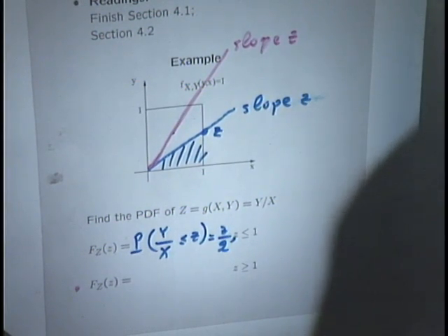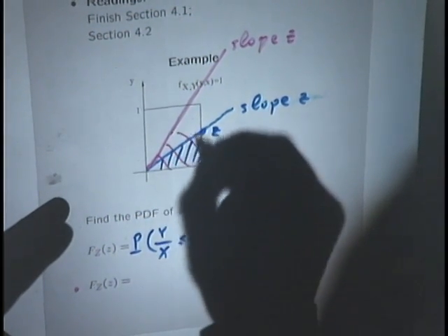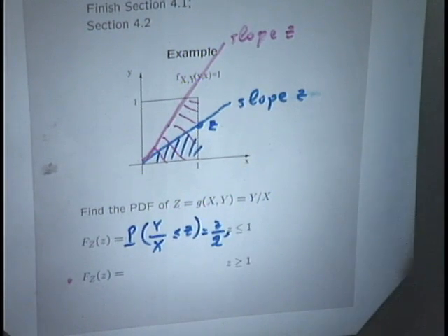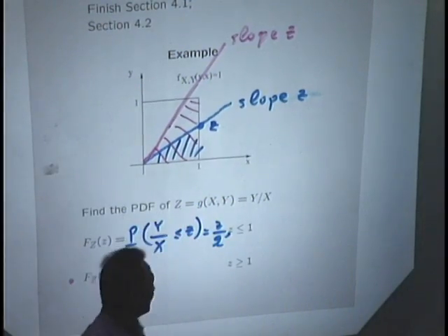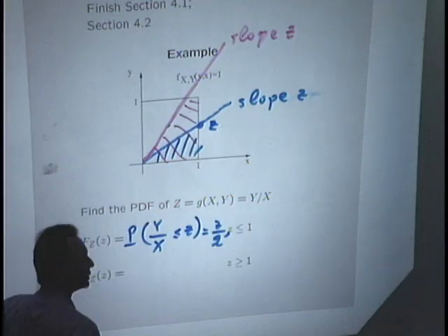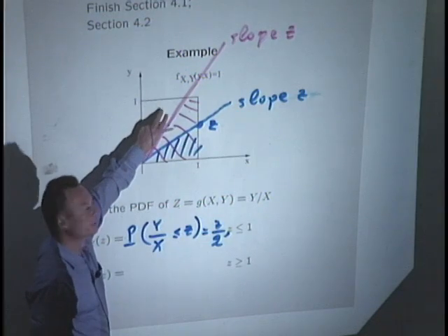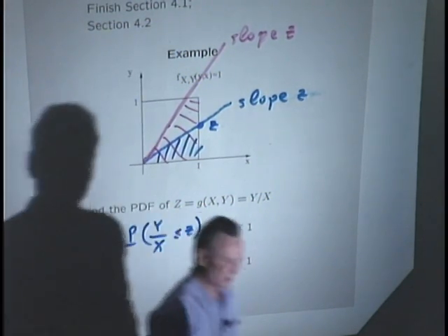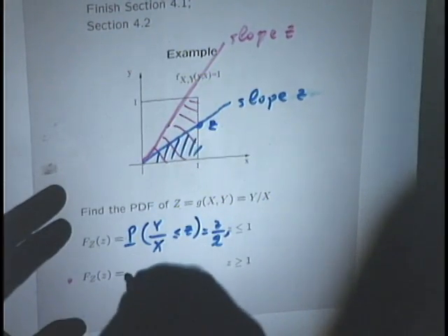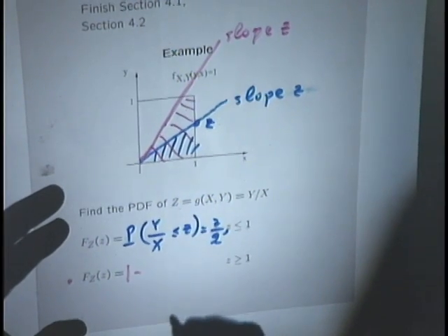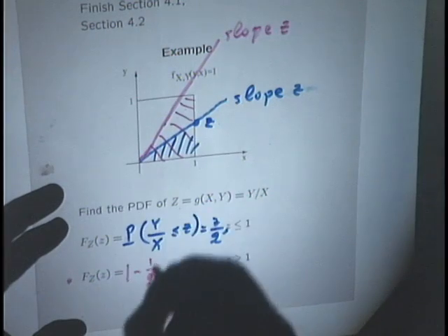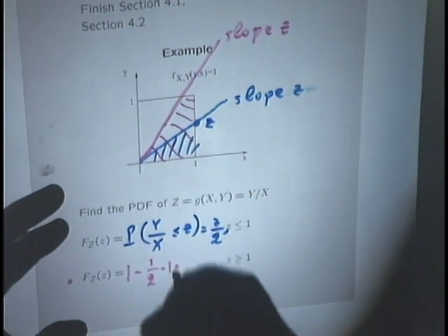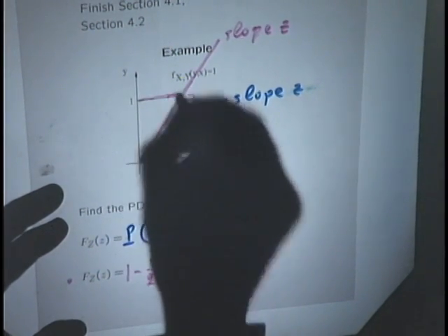So we're talking about this event. To find the probability of this event, we need to find the area of this red shape. One way of finding this area is to consider the whole area and subtract the area of this triangle. So let's do it this way. It's going to be 1 minus the area of the triangle. Now, what's the area of the triangle? It's 1/2 times this side, which is 1, times this side. How big is that side?